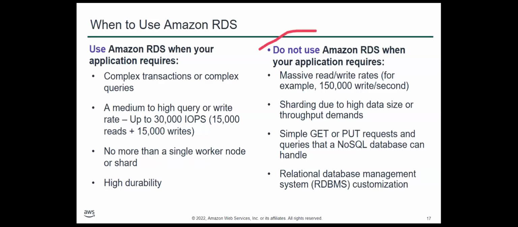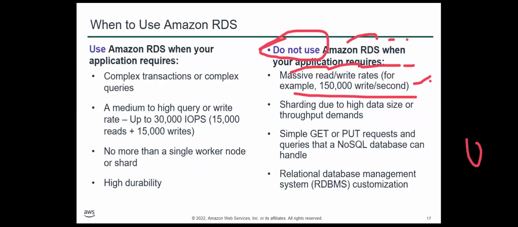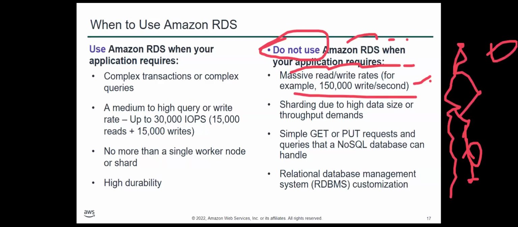Now, when not to use RDS. Do not use RDS when we have massive read and write rates like 1,50,000 reads and writes, like your Temple Run. That guy is running, he has to jump, he has to capture the coins, the score has to be updated, everything in a second. Every second, read and write operations are happening. For those operations we should not use RDS, we go for NoSQL, due to high data size or throughput demands.